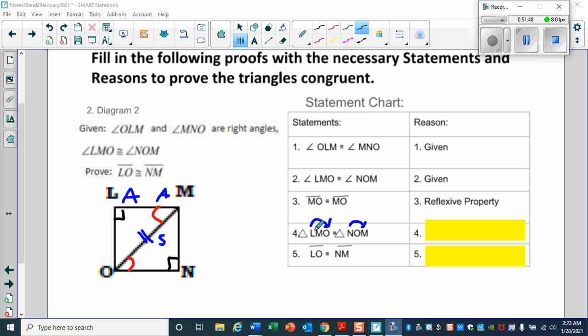So as a result, LO and M, we see from this triangle congruence, the relationship. So just like before, you can use that CPCTC on that blank. So you have your triangle congruence here, and then once that happens, you can use the CPCTC rule.